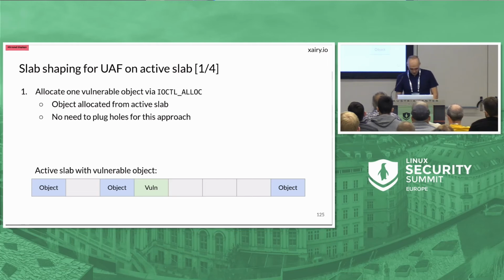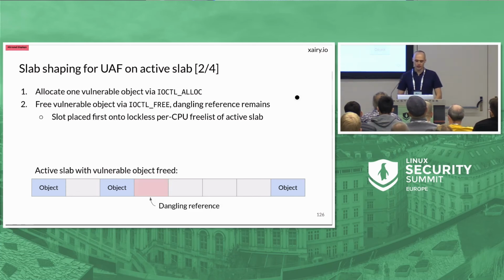Let's see how this works. So first we're going to allocate a vulnerable object. For this approach, you don't even need to plug holes, assuming you can directly allocate your vulnerable object via an ioctl, via some kind of syscall. No need to plug holes, you just allocate one object, it gets placed on the active slab because objects always get allocated from the active slab. Then you use ioctl free to free it back to the active slab, and of course it gets put onto the lockless per-CPU free list. And we assume we still have some kind of a reference to this slot from within our vulnerable subsystem, just because we found the vulnerability and we have a use-after-free reference.